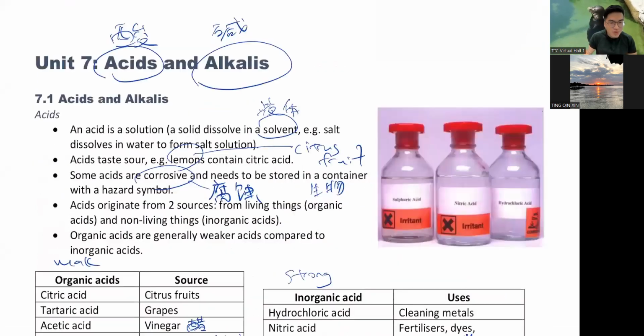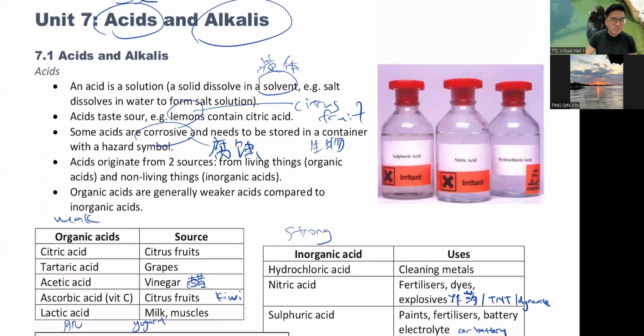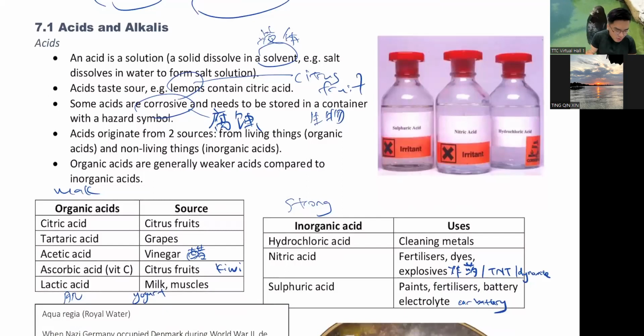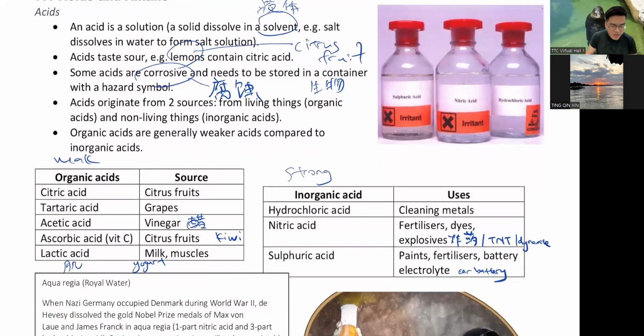Last week we did mention what is acid and alkali. 酸跟碱，酸性跟碱性. So we need to know what is acid. Acid 是酸性. They are sour. They are corrosive, 腐蚀性. That means they will eat away something. Then you have your organic acid, which is the weak one, 弱酸, 有机酸性弱酸. And then you have the strong acid, which is inorganic, 无机酸. That means they are strong, 强酸.